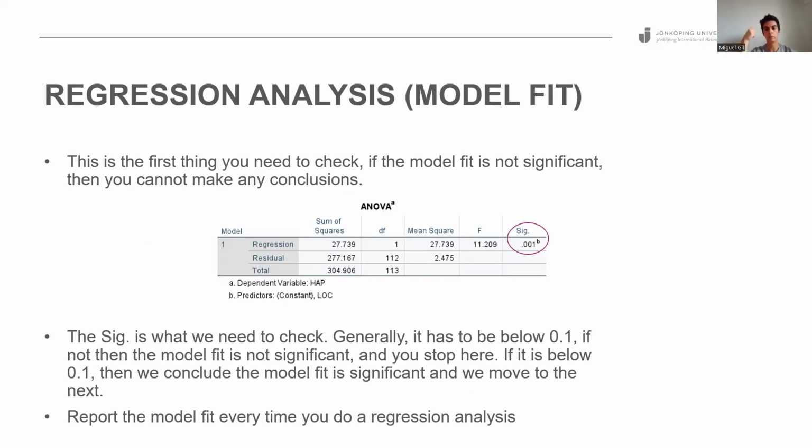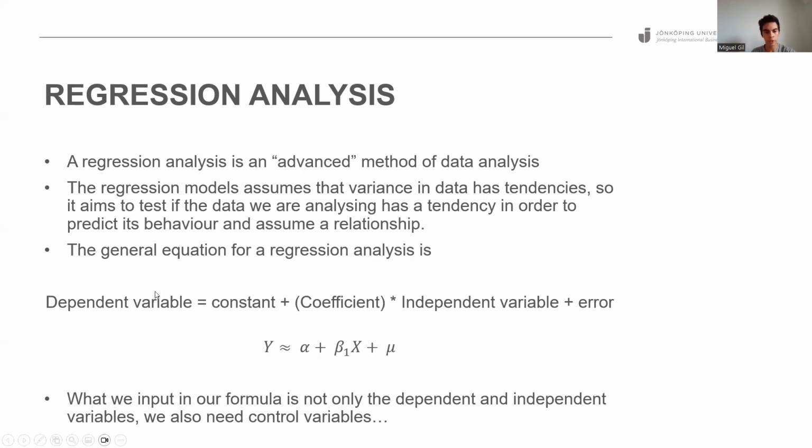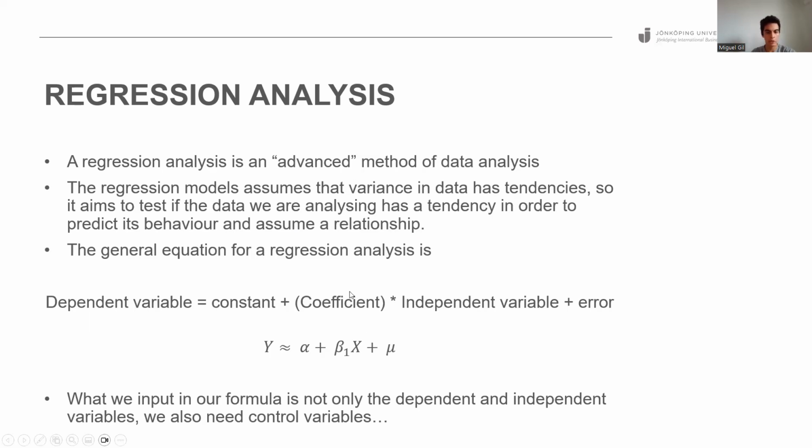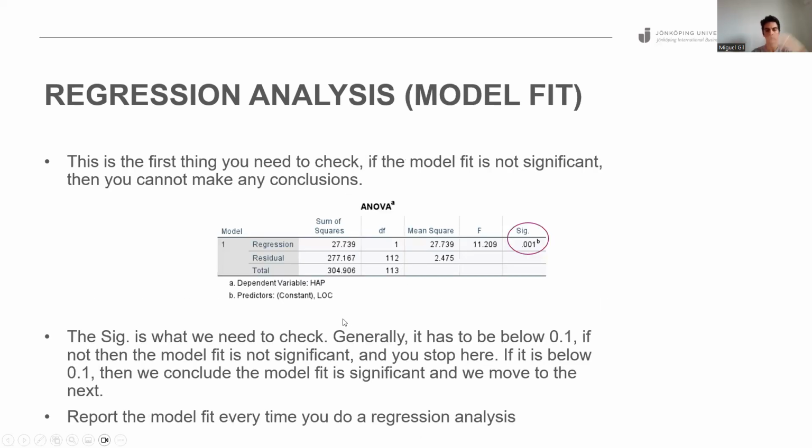Let's start with the first test that you need to do. The first test is to test the model. The model fit is to check if the whole equation makes any statistical sense or not, whether the changes of this and the changes of this are statistically related, or if they don't make any sense. We will learn how to do it in SPSS, but the output from SPSS looks like this. It tells you all of this.